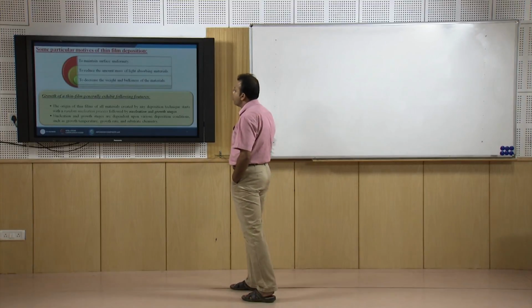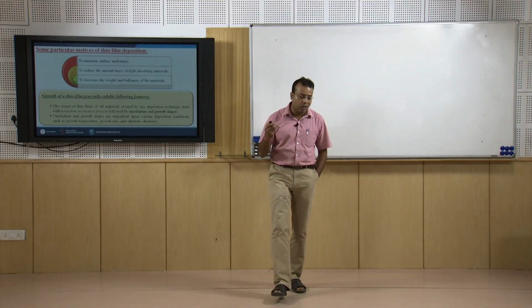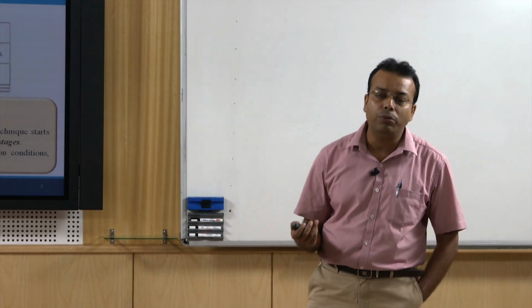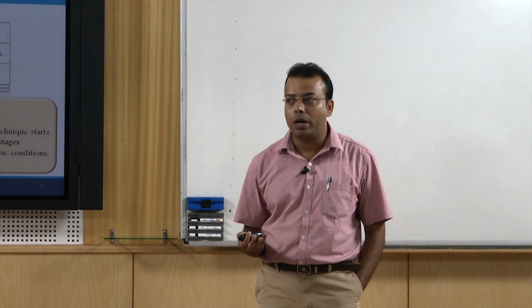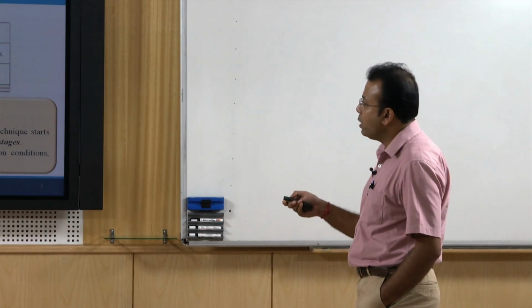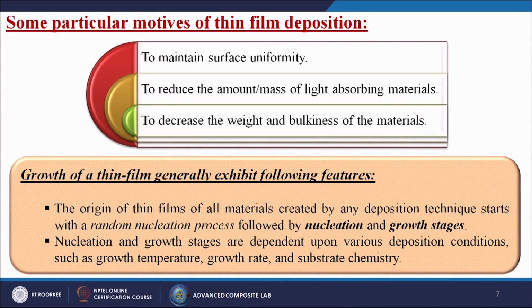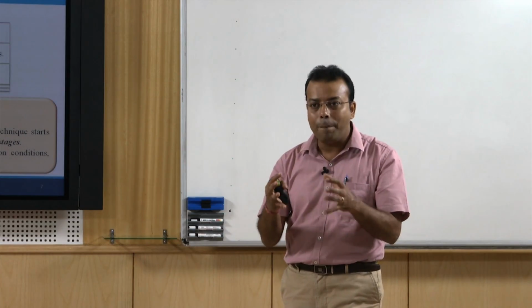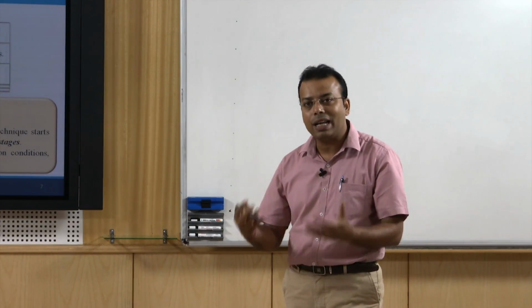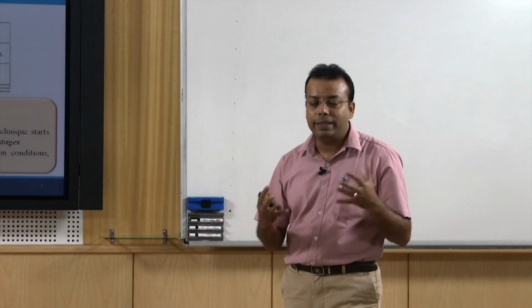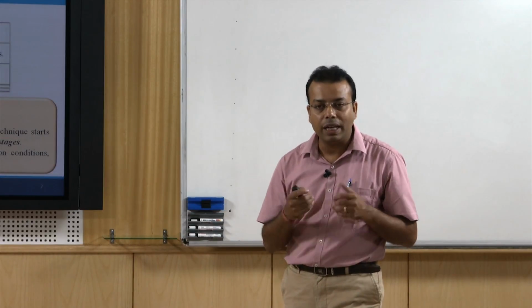So, what are the particular motifs of thin film deposition, the logic for why we use thin films for surface engineering? First is to maintain surface uniformity. So, we can get a homogeneous surface structure, and the smoothness of the surface will be good. Second, to reduce the amount or mass of light absorbing materials, to decrease the weight and bulkiness of the materials. That means we are reducing the weight and the volume, but simultaneously we are enhancing the properties compared to the bulk film or the thick film.